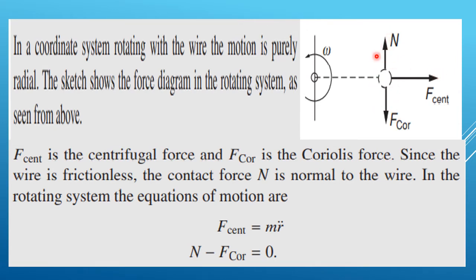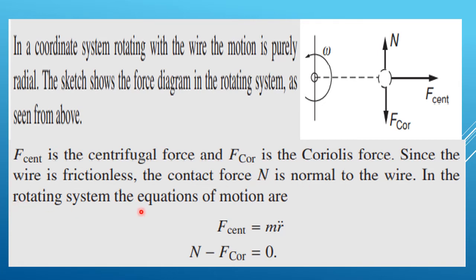So we start writing the equation. Here F cent is the centrifugal force and F cor is the Coriolis force. It is a frictionless wire, as we said earlier. The contact force N is normal to the wire. The contact force is always perpendicular to the contact surface, and since there is no friction, only the normal reaction exists.